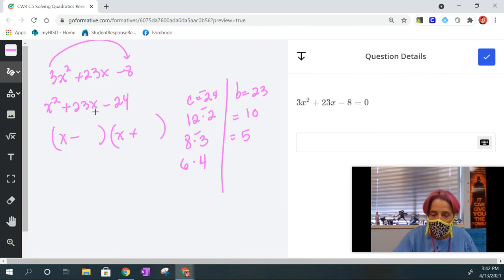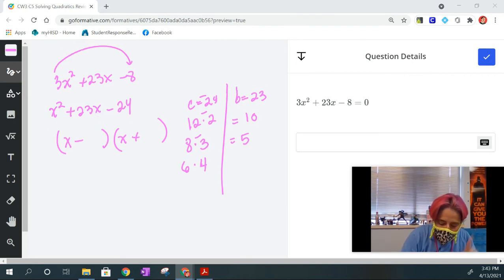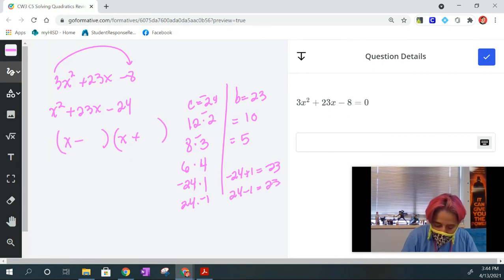Let me make sure that I added this correctly. Hold on. Let me make sure I copied the question correctly. Yes, I copied it correctly. So if I have negative 24 times 1, negative 24 plus 1 would give me negative 23. If I do 24 times negative 1, that would give me negative 24. 24 minus 1 would give me positive 23, which is what we want. So we're going to use negative 1 and positive 24.